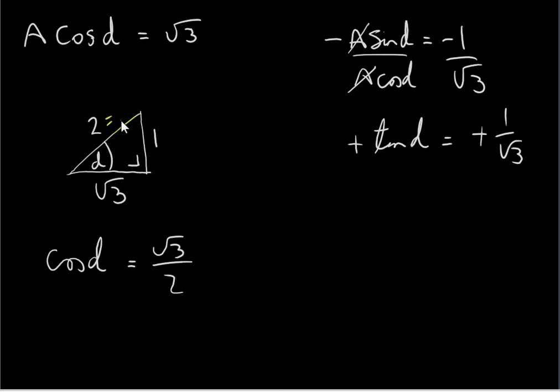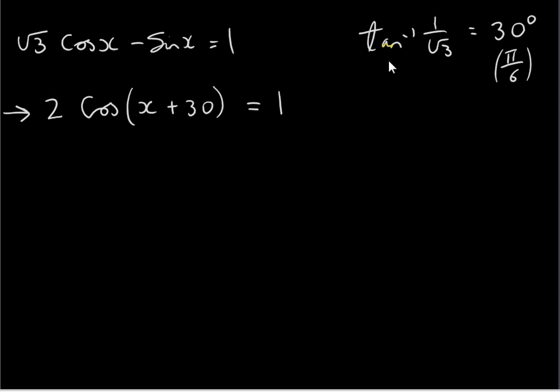Of course, the hypotenuse must be a, because cos of d is root 3 over a. So that's a worked out, and we also have d. Well, we know that d is the inverse tan of 1 over root 3. Now, the inverse tan of 1 over root 3 is 30 degrees. So indeed, d happened to be an acute angle in this case. It doesn't have to be, of course.